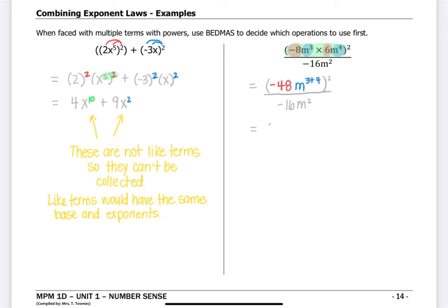Inside the brackets, we can simplify to negative 48 m to the power of 7. Again, that's going to be raised up to the power of 2. And our denominator can stay the same.